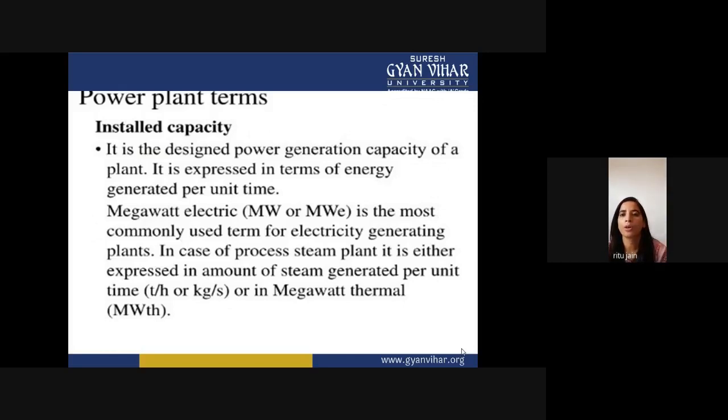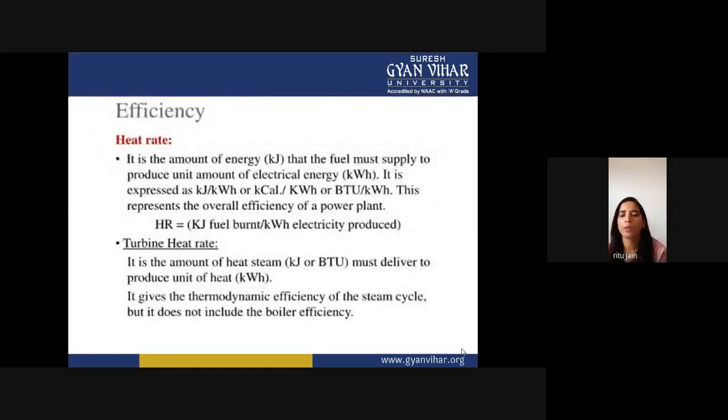So this is all about your installed capacity, which is generally in terms of megawatt, or if you want to express it in steam, you can express it in kilogram per second or megawatt thermal. Okay, so this is your power plant capacity or installed capacity. Now we come to the next point, that is efficiency.